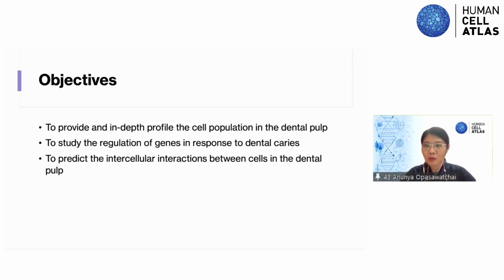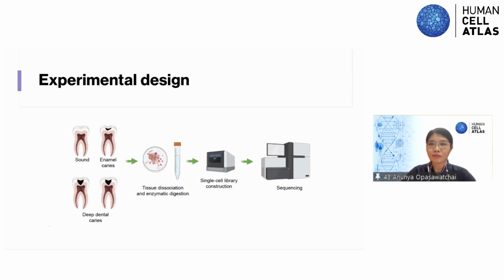So that leads to our questions. We want to profile the dental pulp in a healthy state and in deep dental caries, and to see how the cell populations differ. We are also interested in the regulation of the genes in response to dental caries. And we are also curious about how each cell in the dental pulp interacts with the others in homeostasis and in response to deep dental caries.